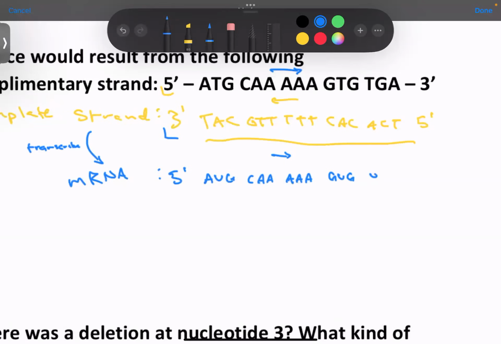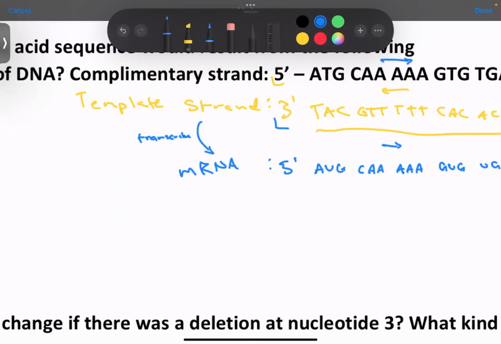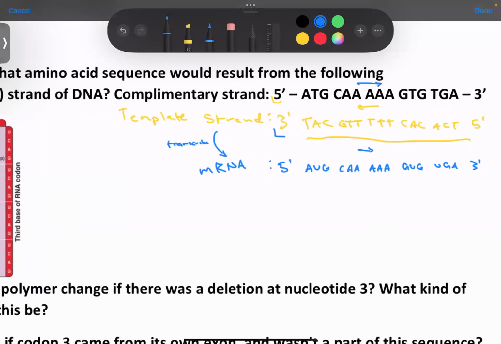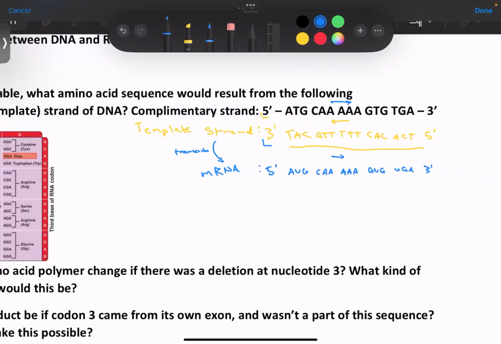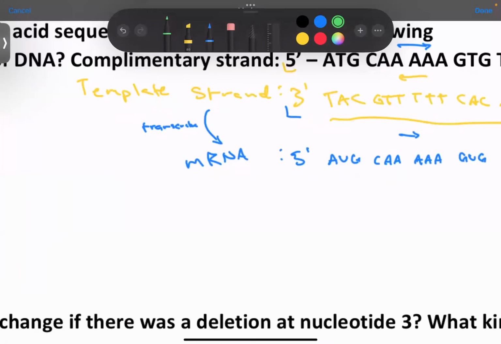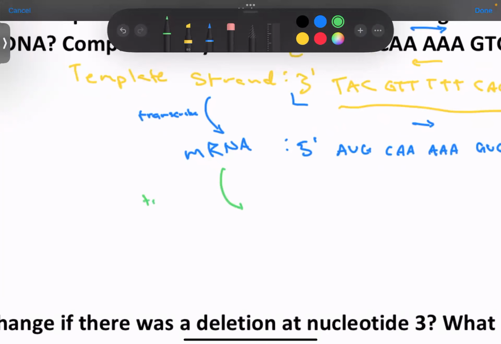This would be UGA. And this would be 3', remember, anti-parallel. So we have our mRNA, very cool. And now this is what we talked about in class today, translation. And translation, as we articulated a bit earlier, is, just like it sounds, all about changing the language.